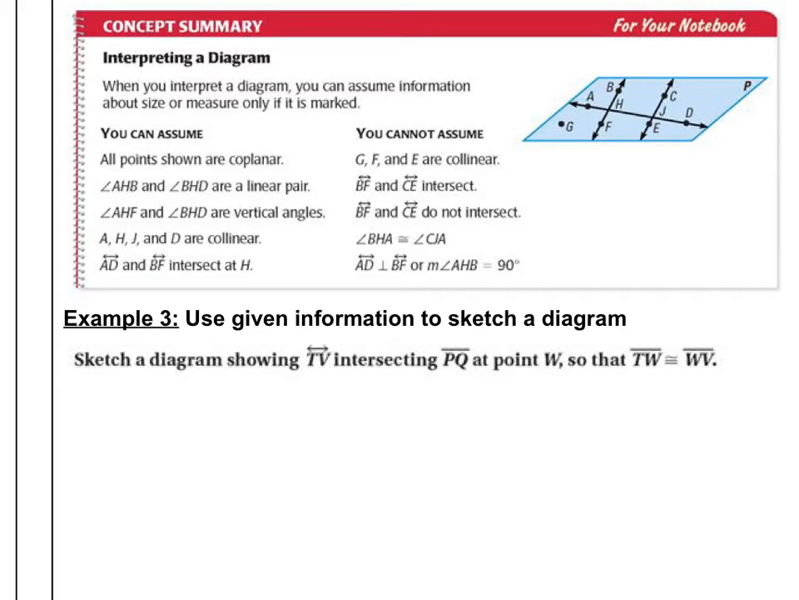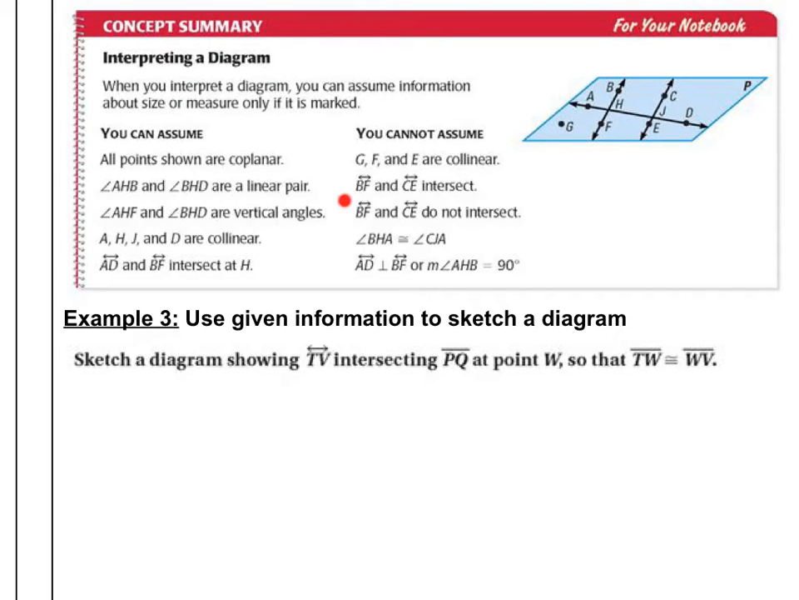Some things to note here that you cannot assume is that G, F, and E in this particular picture are collinear. Even though they look very similar, they look like they might be on the same line, all straight across there, we can't assume that. If there's not a line connecting all of them, we can't just go ahead and draw a line.